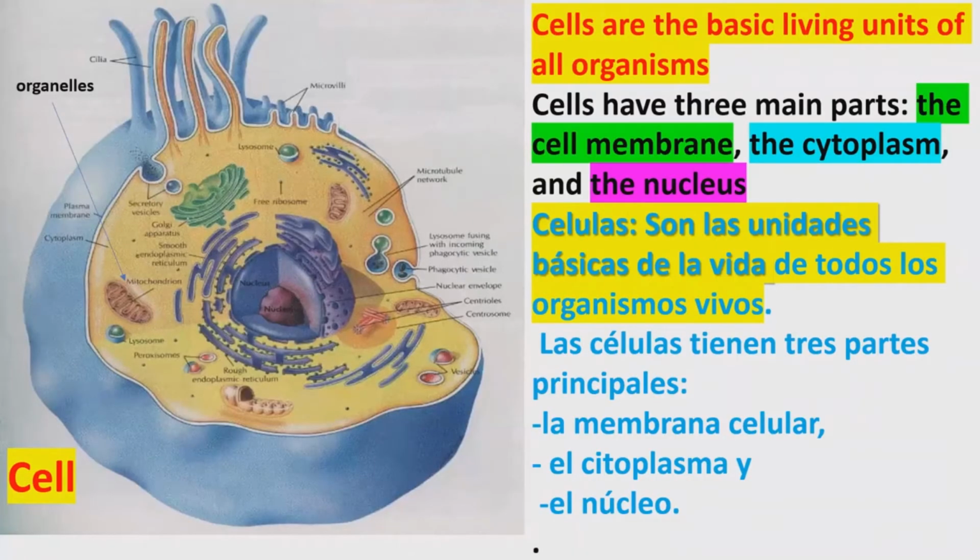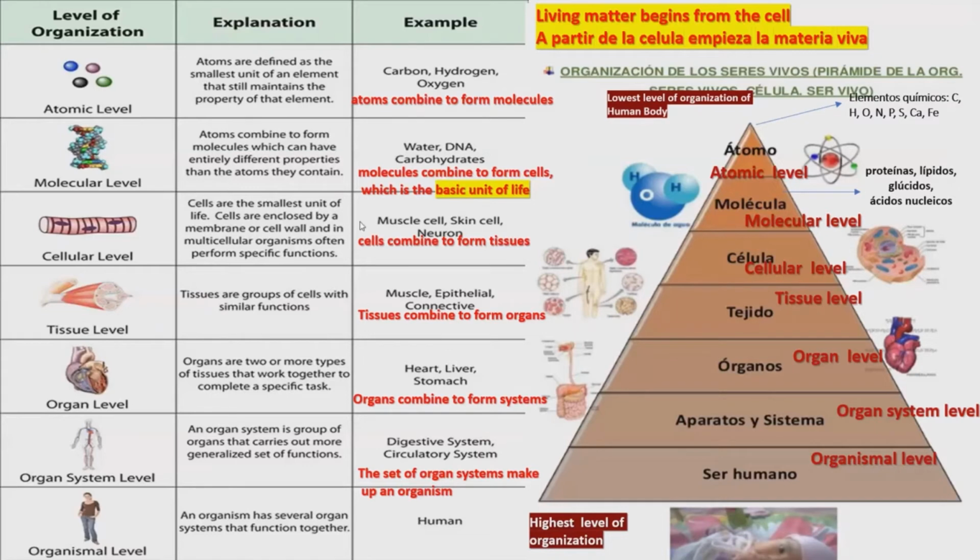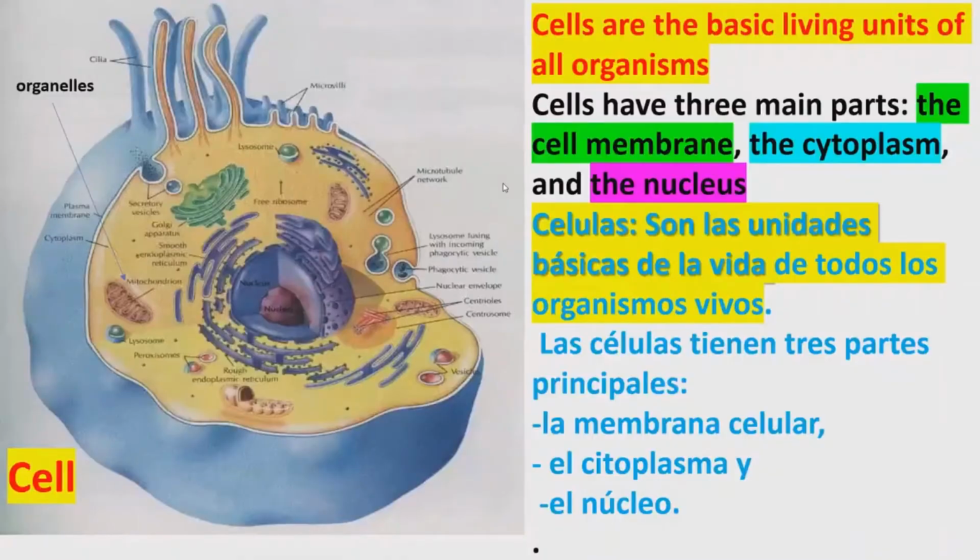As the cell is the smallest unit of life, the basic unit of life, we're going to begin with the cell. Cells are the living unit of all organisms. Cells have three main parts: the cell membrane, the cytoplasm, and the nucleus.